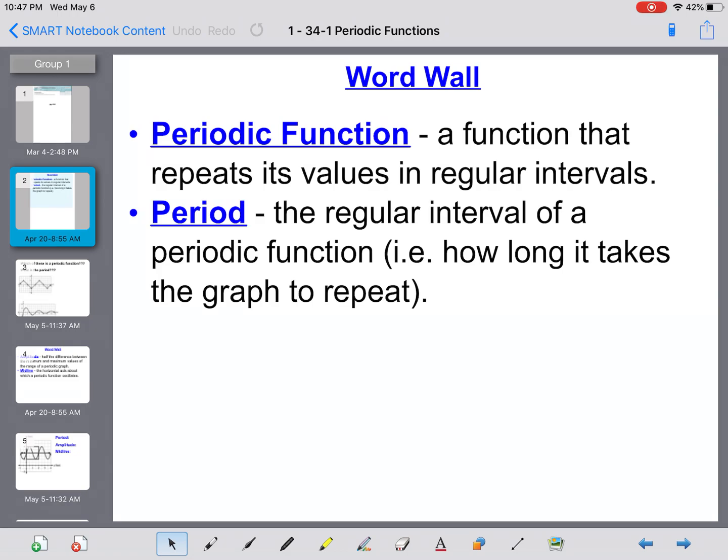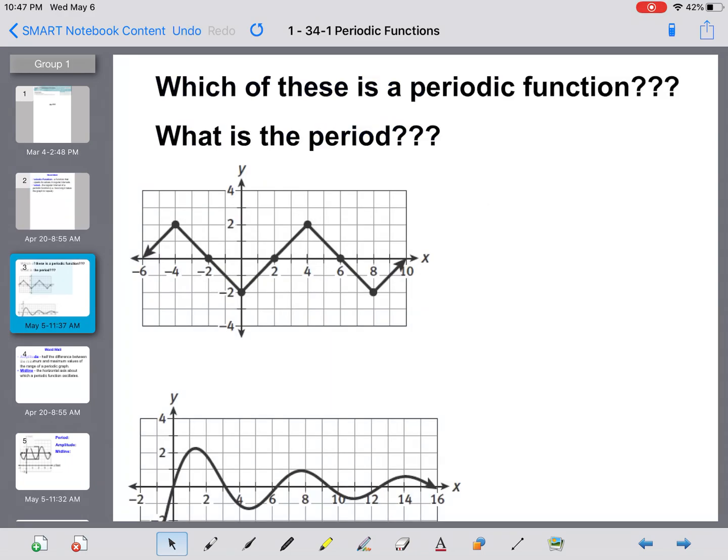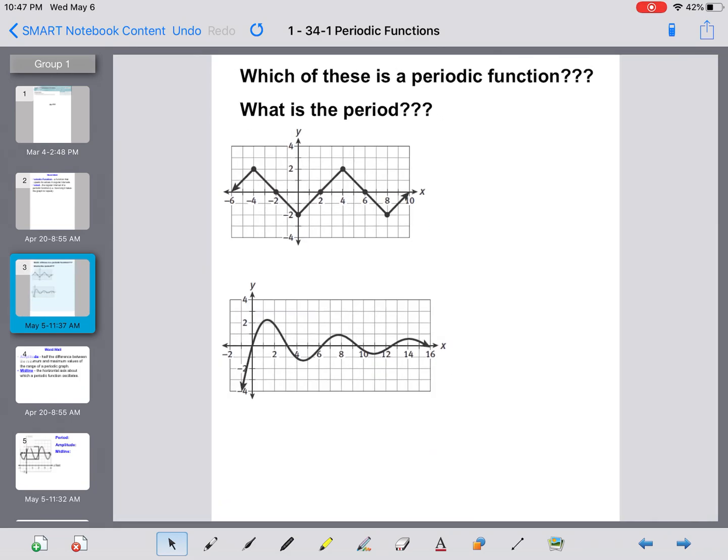The period of a periodic function is the regular interval of a periodic function. So it's how long it takes the graph to repeat itself, basically. If a function is periodic, it has a period. So we take a look at these two pictures here. Which of these is a periodic function, and what is its period?